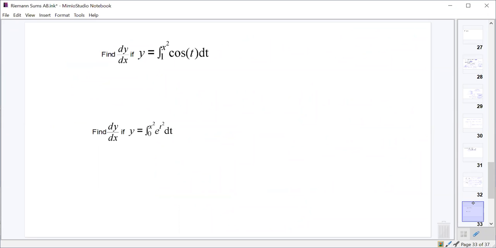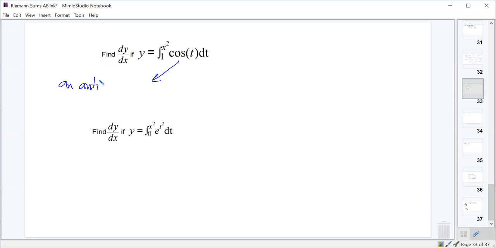So let's take a look at this, but slightly more difficult now. So we want to find the derivative with respect to x of this function right here. What do you think we should do? What's an antiderivative of cosine? We talked about it earlier, right? What's an antiderivative of cosine? Sine. Yeah, it's sine, right?